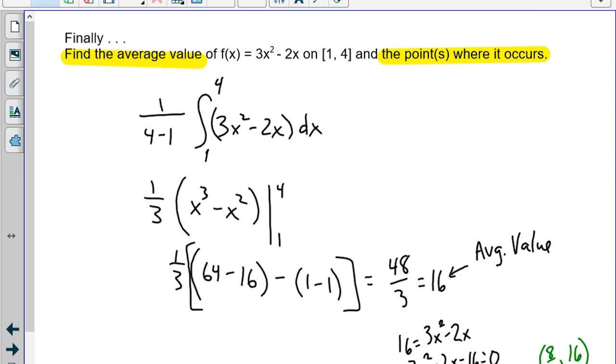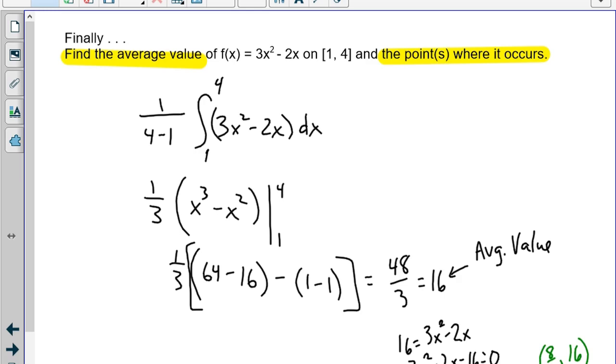Finally, find the average value of f of x equals 3x squared minus 2x on 1 to 4 and the points where it occurs. So I do 1 over b minus a times the integral from a to b of f of x dx. I find an antiderivative of 3x squared minus 2x, which is x cubed minus x squared.